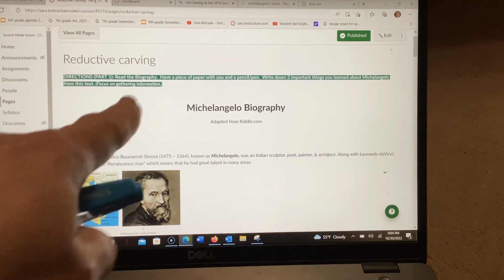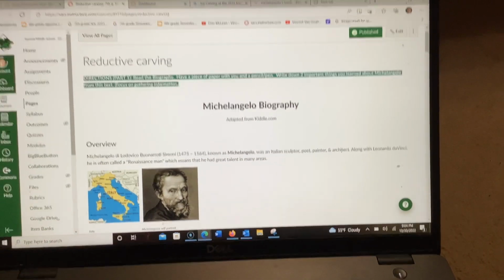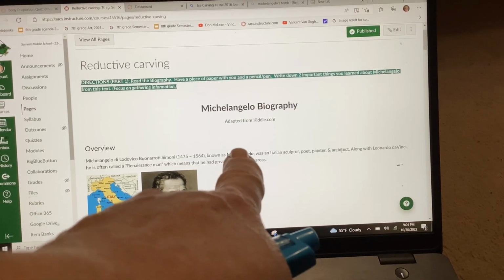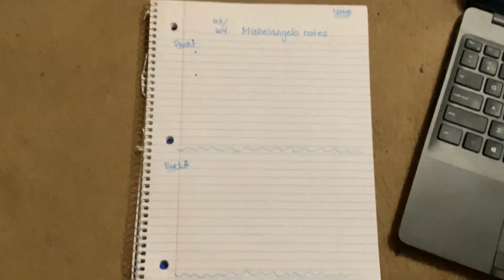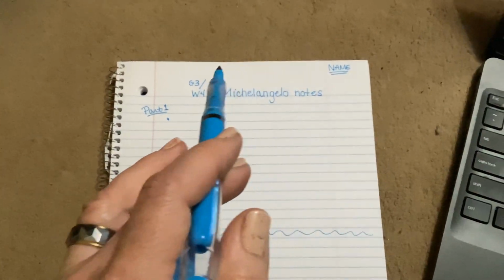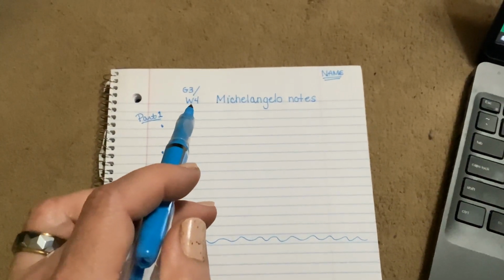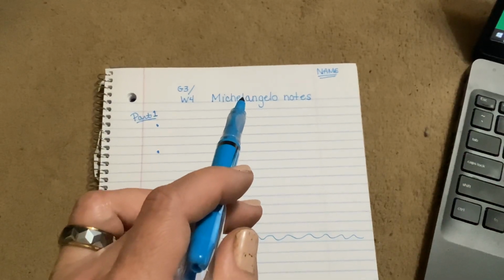In our school, we're working on writing and we're working on gathering information. So we're going to be gathering information from this text. So over here, you should have a piece of paper. Up at the top, please go ahead and write your name and your class code. Likely it's W4. And you're taking notes over Michelangelo, the text.